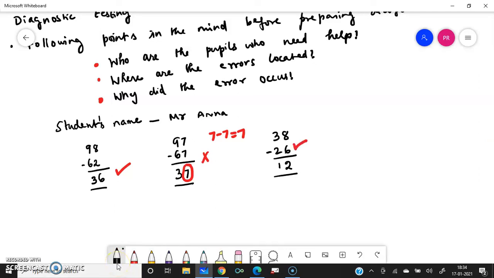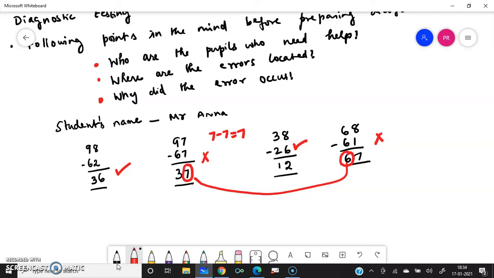One more sum she has done: 68 minus 61. She got the answer as 67, and you mark it wrong. But you should also locate where exactly the mistake is. Can you see she is making this sort of mistake? Now you have assessed that the student, when subtracting the same number from the same number, 7 minus 7, 4 minus 4, 3 minus 3, writes the same number as the answer.